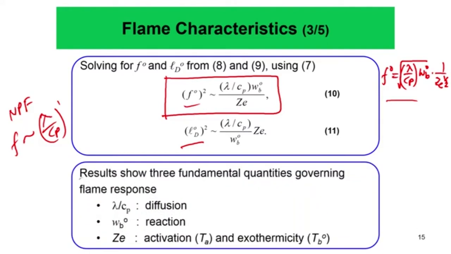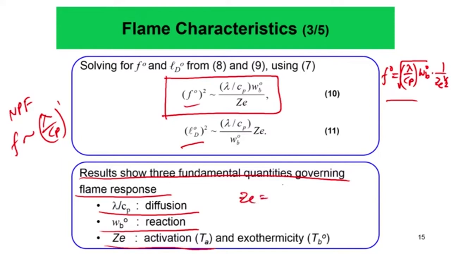So, this result shows three fundamental quantities governing the flame response. Lambda by Cp is a measure of diffusion, WB0 is a measure of reaction, and Zeldovich number is a measure of activation, because Zeldovich number, you see what it was, is essentially TA times TB minus TU divided by TB0 squared. Okay. So, this is a measure of essentially the activation energy and the exothermicity TB0.